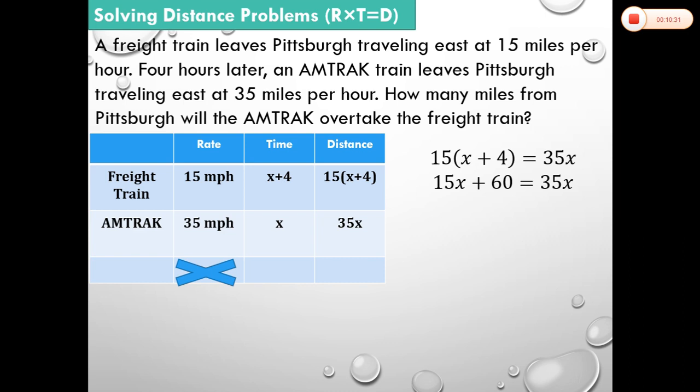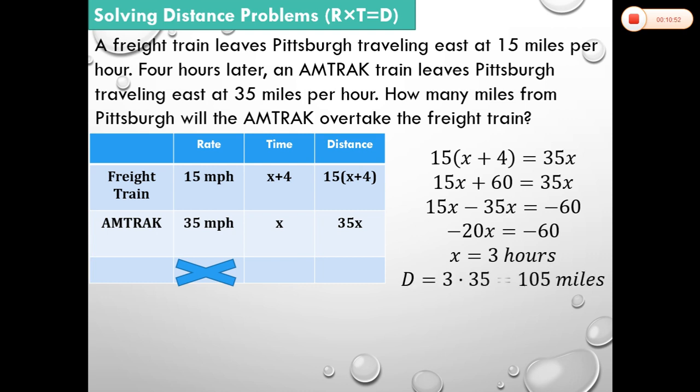Simplifying, 15x plus 60 is equal to 35x. 15x minus 35x is equal to negative 60. Negative 20x is equal to negative 60. Dividing both sides by negative 20 gives us x is equal to 3 hours.